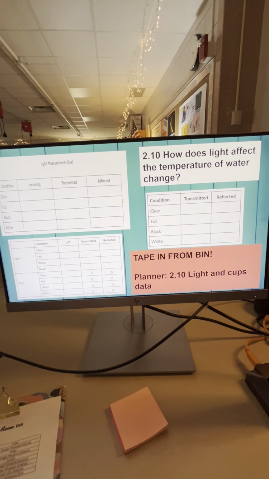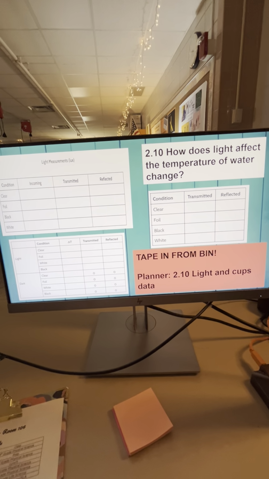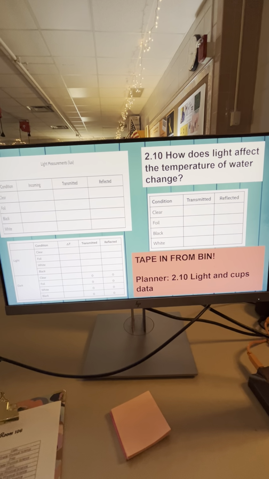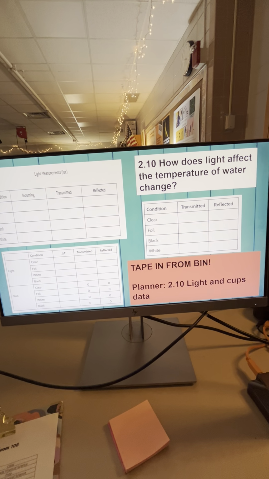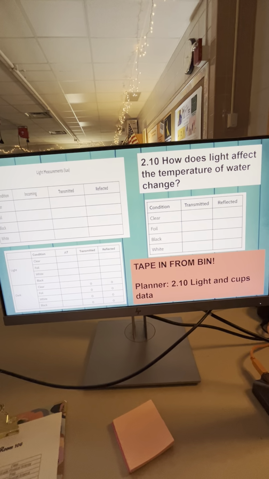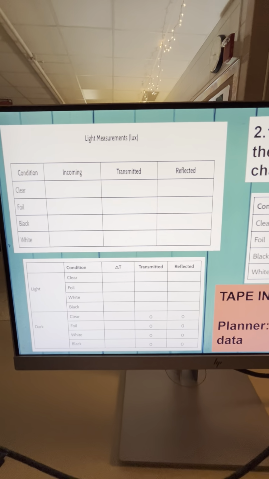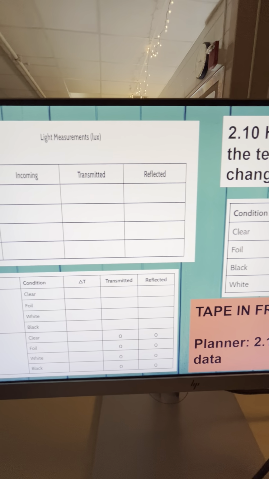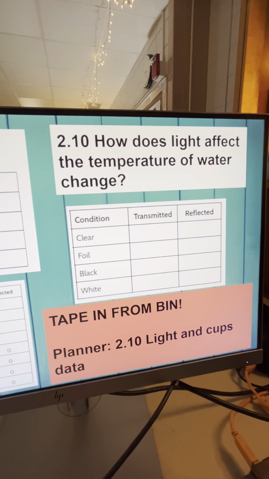In lesson 2.9, we are going to take the information we got from yesterday's lab about the light and dark rooms and see if we can answer the question of how does light affect the temperature of water? You have a chart that should be in your notebook that has a variety of things on it.